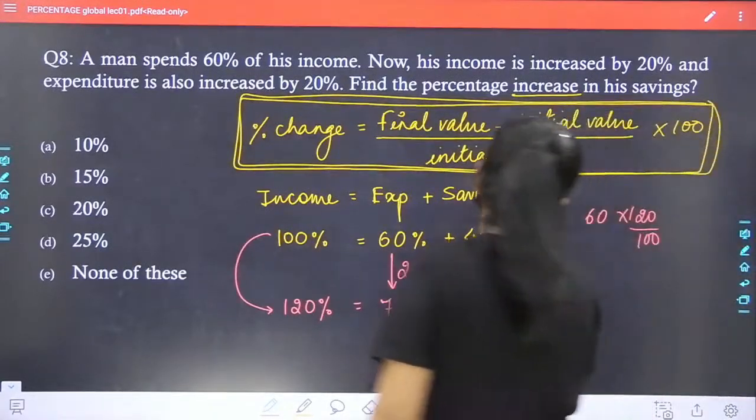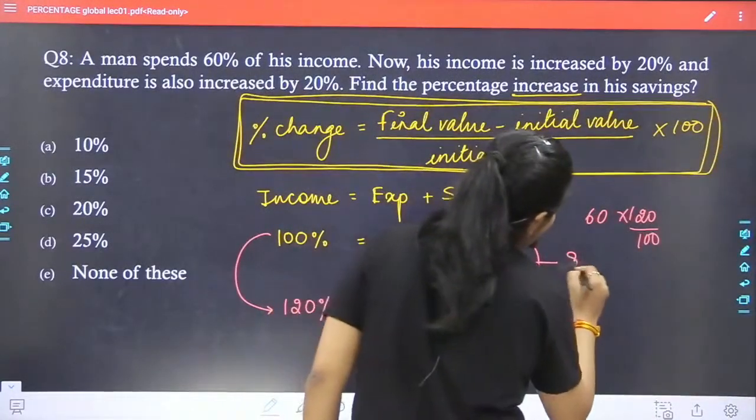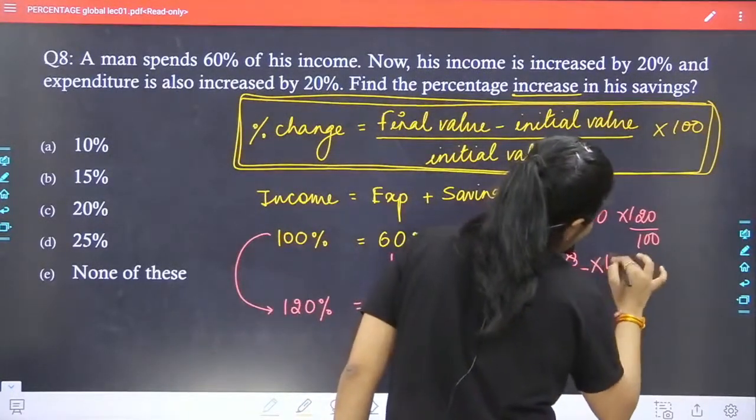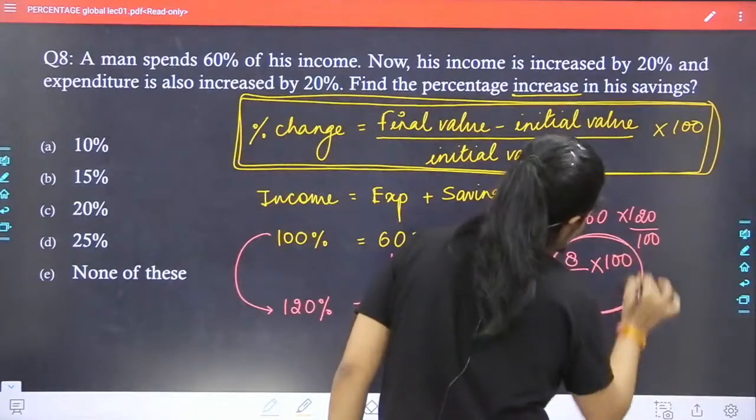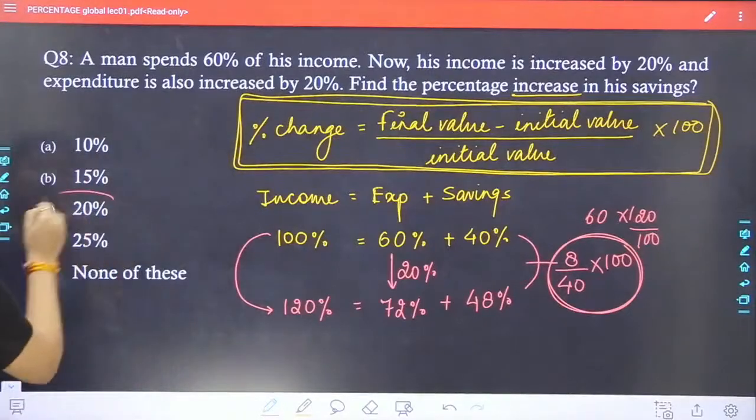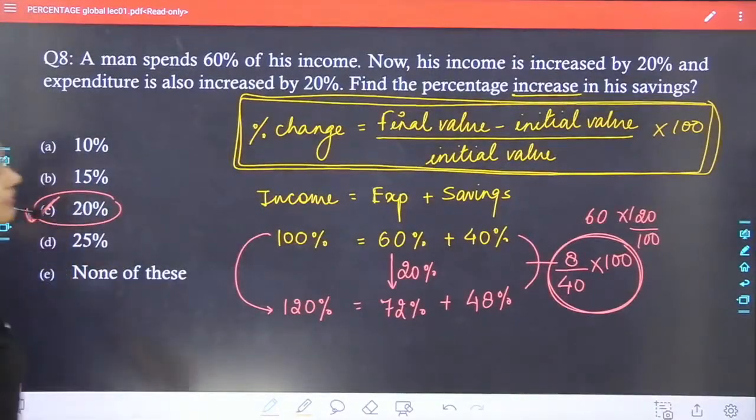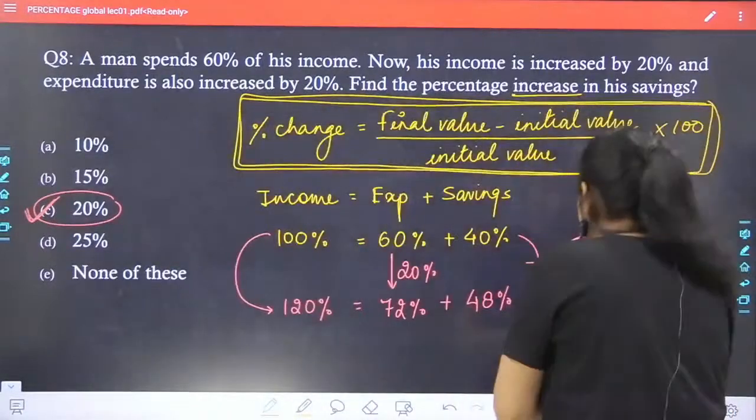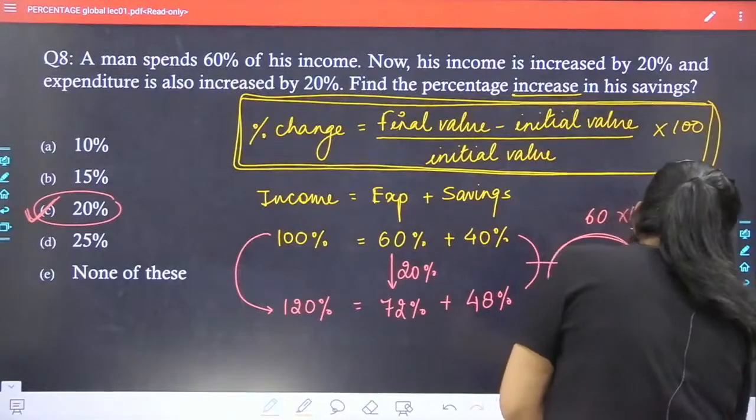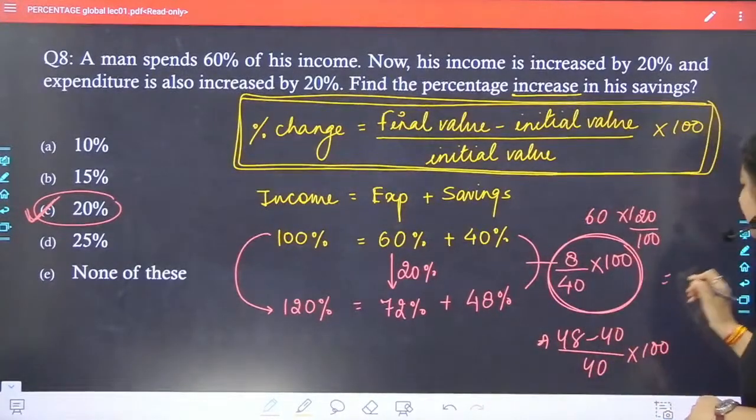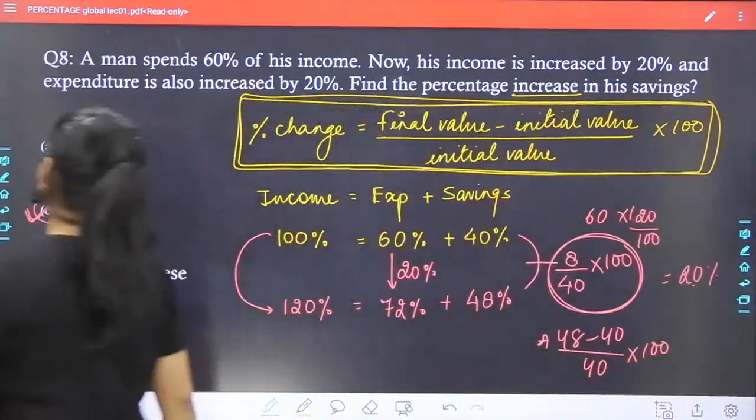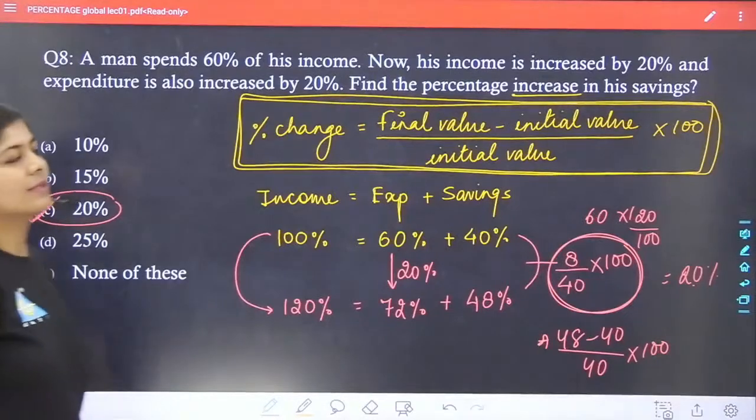So there is a change of 8% over 40 multiplied by 100, and we will get our answer as 20%. There is a change of 8%. 48 minus 40 divided by 40 into 100, and we will get 20% as our answer. Is it clear?